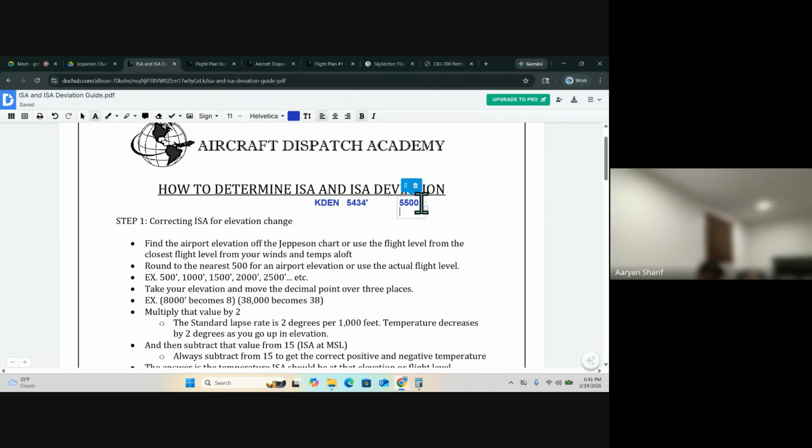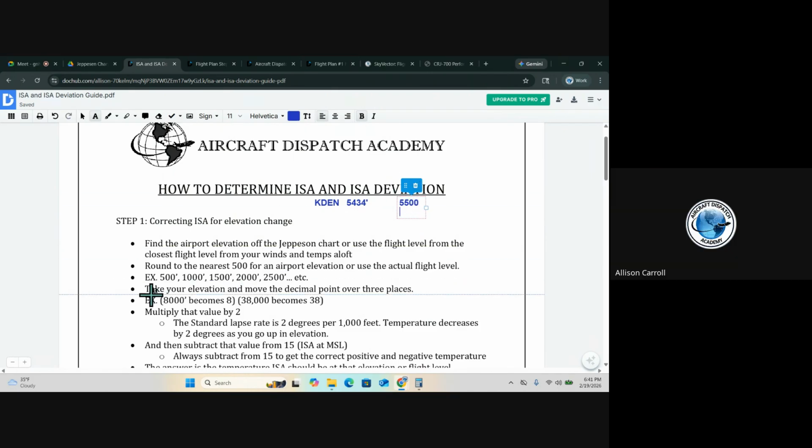Sure. Okay. So 5,500 here, our next bullet point. We're going to take our elevation and move the decimal point over 3 places. So 5,500 now becomes 5.5, right? We're moving the decimal place over 3 places. So for example, 8,000 becomes 8, 38,000 becomes 38.